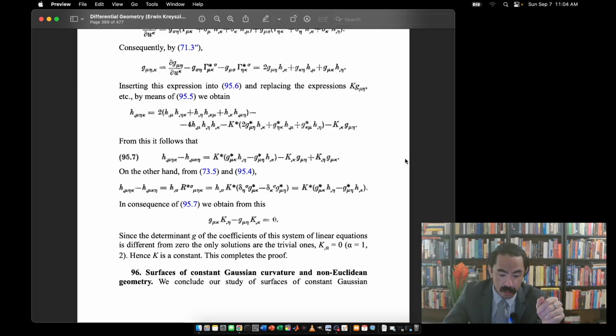Since the determinant g of the coefficients of this system of linear equations is different from 0, the only solutions are the trivial ones, namely where capital K subscript comma alpha is equal to 0, where alpha can be equal to 1 or 2. Hence, capital K is a constant, and this completes the proof.